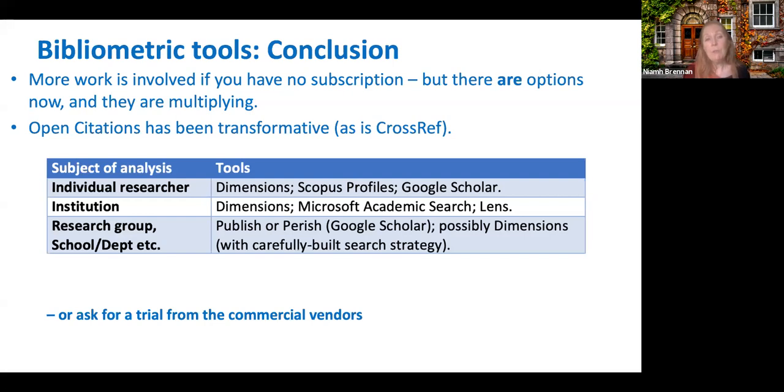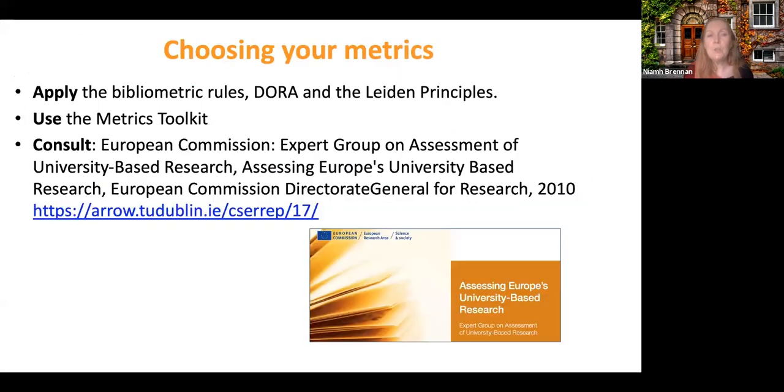So here's a view. If your subject is the individual researcher, you can use these tools. If it's an institution, you can use these tools. And if it's a research group, school or department, use Publisher Parish, possibly Dimensions and others. And don't forget to ask for a trial from commercial vendors, because you might not just use this as a one-off. Finally, choosing your metrics.